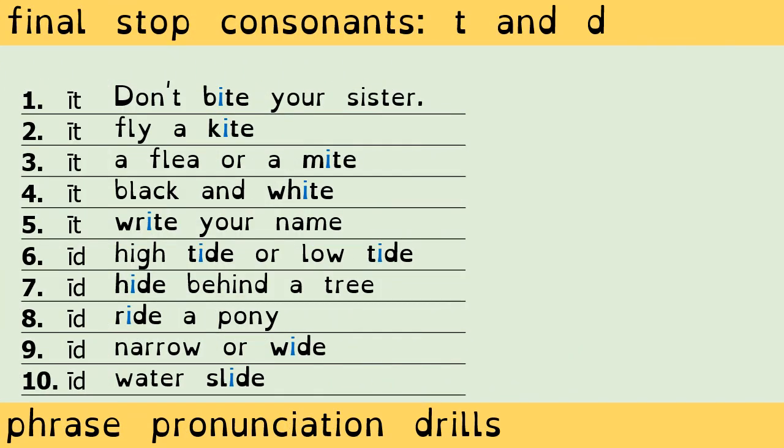The long I sound. 1. Ite. Don't bite your sister. 2. Ite. Fly a kite. 3. Ite. A flea or a mite. 4. Ite. Black or white. 5. Ite. Write your name.